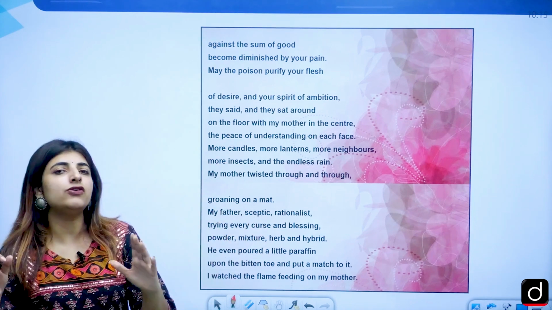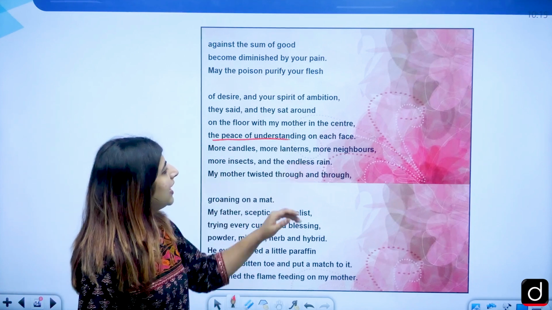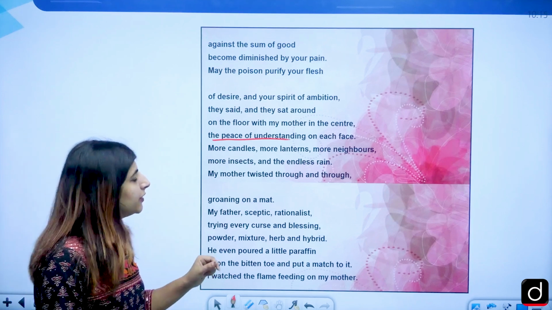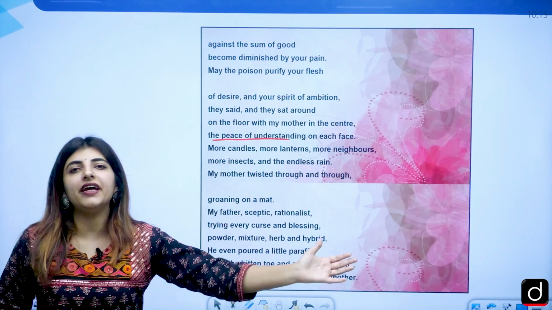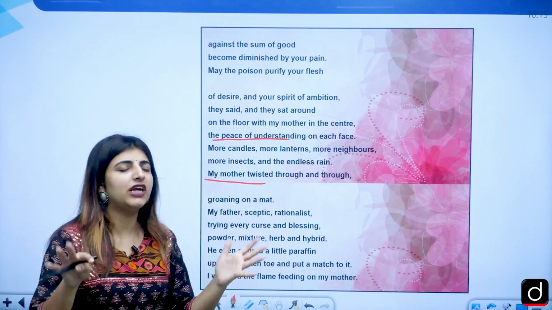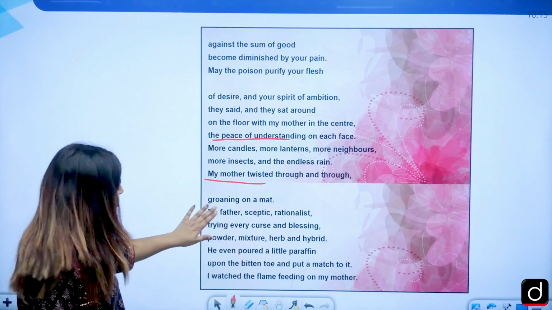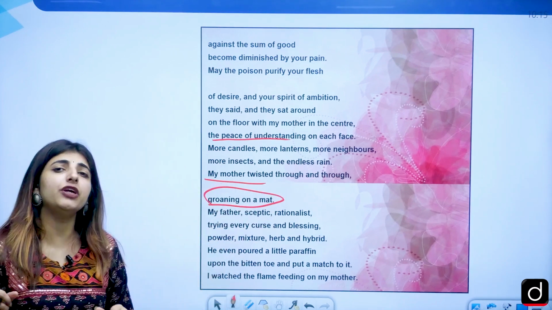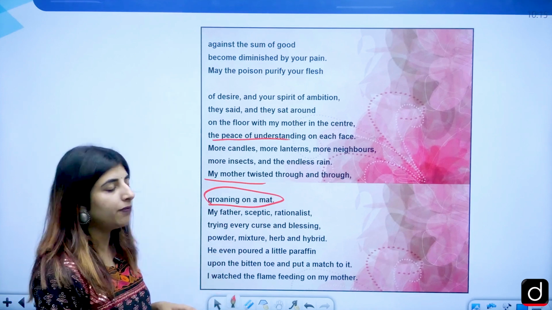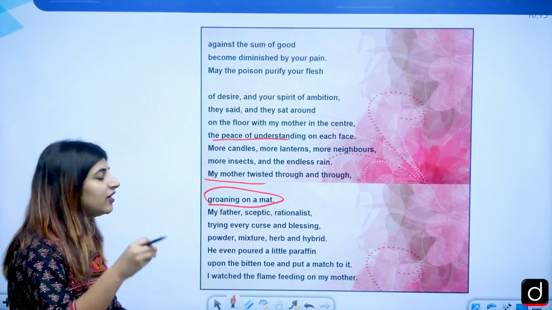And they sat around on the floor with my mother at the center. The peace of understanding on each face. More candles, more lanterns, more neighbors, more insects. And the endless rain which was pouring down. My mother twisted through and through, she was suffering, groaning on a mat. So she was groaning on a mat because she had been poisoned and bitten by a scorpion. My father, skeptic, rationalist, trying every curse and blessing.